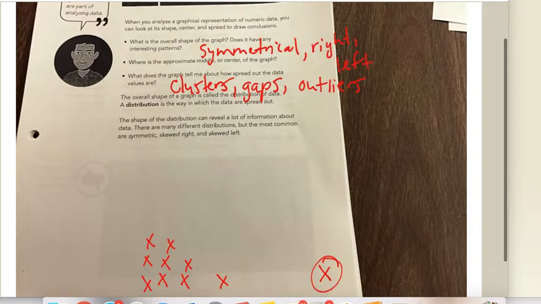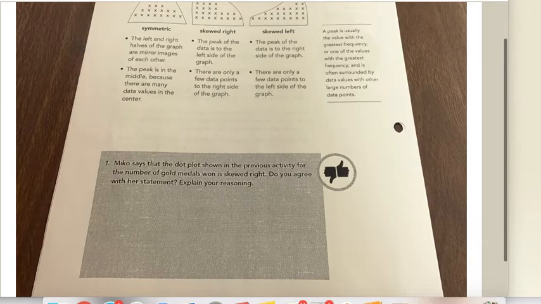The overall shape of the graph is called the distribution of the data. A distribution is the way in which the data is spread out. There are many different distributions. The most common, like we talked about, are symmetric, skewed right, and skewed left. If you look at the next page, they show you some examples of these.